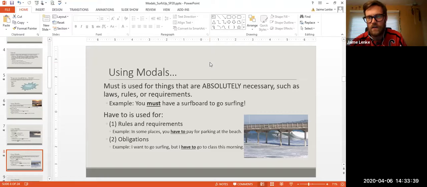It's not as heavy a usage, right? So when you must do something, it means that you definitely need to do it. If you have to do it, it's more of like an obligation, right? Like, man, I really want to take a nap right now, but I have to do some homework, right? It's not that you must do that, but you should do it. It's more of an obligation.